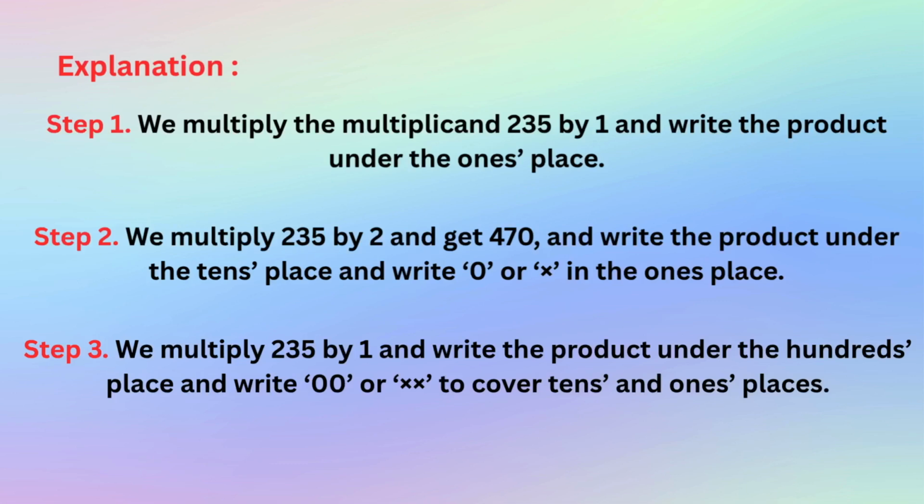Explanation. Step 1. We multiply the multiplicand 235 by 1 and write the product under the ones place. Step 2. We multiply 235 by 2 and get 470, and write the product under the tens place and write 0, or a cross, in the ones place. Step 3. We multiply 235 by 1 and write the product under the hundreds place and write 0 0, or crosses, to cover the tens and ones places.